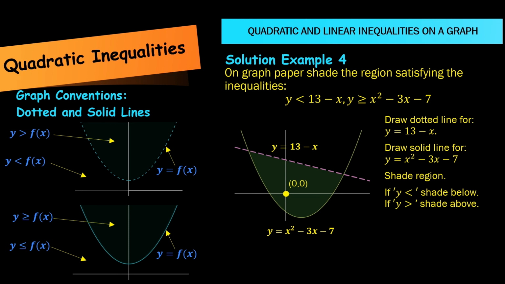Again, let's check a random point. 0, 0 is the easiest. So when we substitute in the equations y less than 13 minus x, we get 0 less than 13. And we substitute in the equation y greater than or equal to x squared minus 3x minus 7, we obtain 0 greater than minus 7. Both of these are true. And so we've checked for one random point in the region. This doesn't serve as a proof, but it does serve as a reassurance.